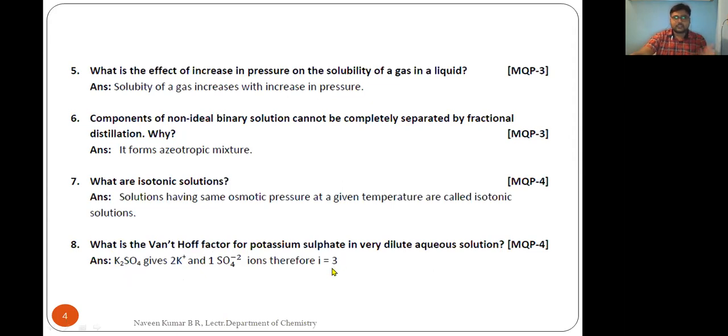Hope it is clear. The same example we discussed in the class. So it is 2 plus 1: 2 potassium ions and 1 sulfate ion, together 3 particles after dissociation, divided by 1 particle of K2SO4 before dissociation. This makes the van 't Hoff factor i value equal to 3, which shows that it undergoes dissociation in the solution.